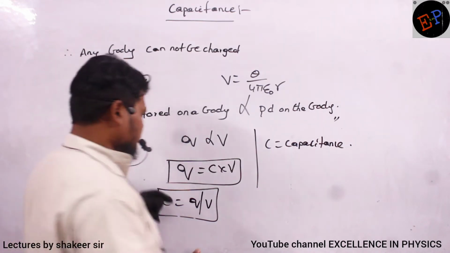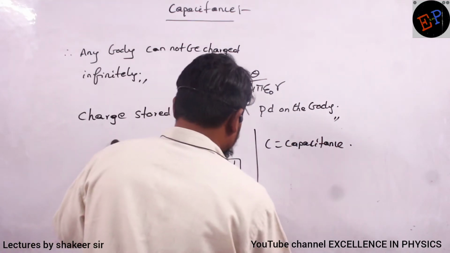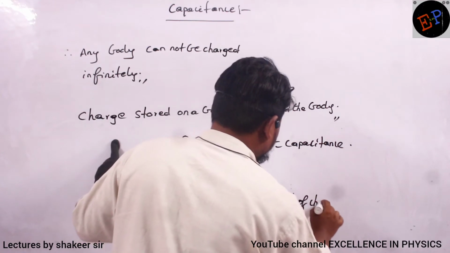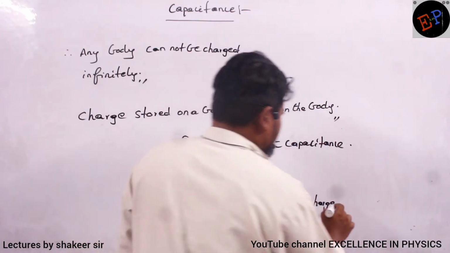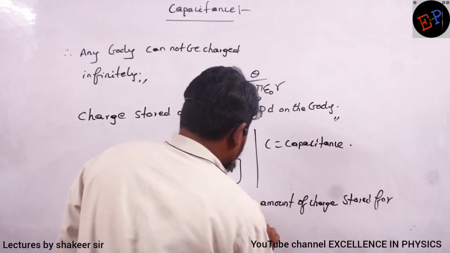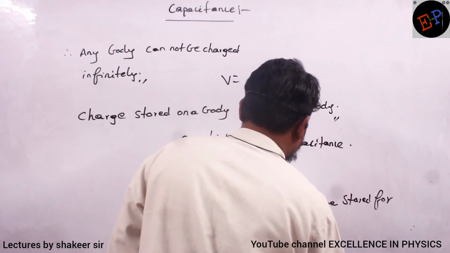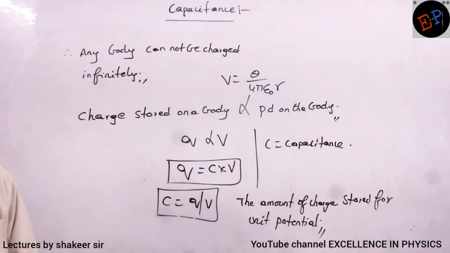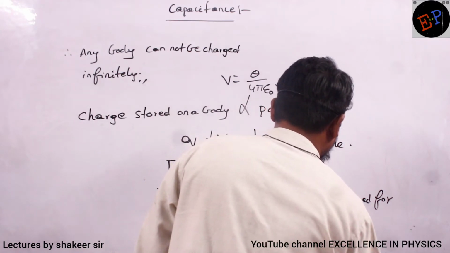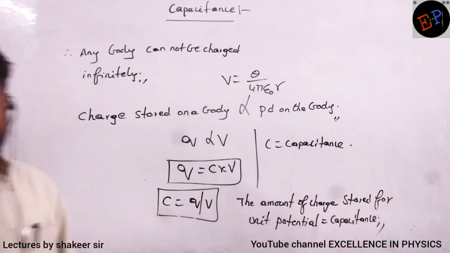Okay, so therefore write the definition of this one. Capacitance, how can I define? The amount of charge stored per unit potential or potential difference. That is called capacitance. Okay, that is called what? That is called capacitance. Understood now?